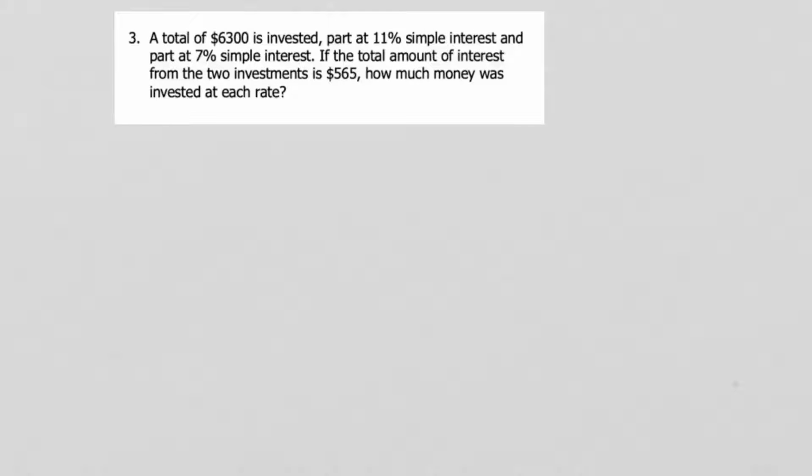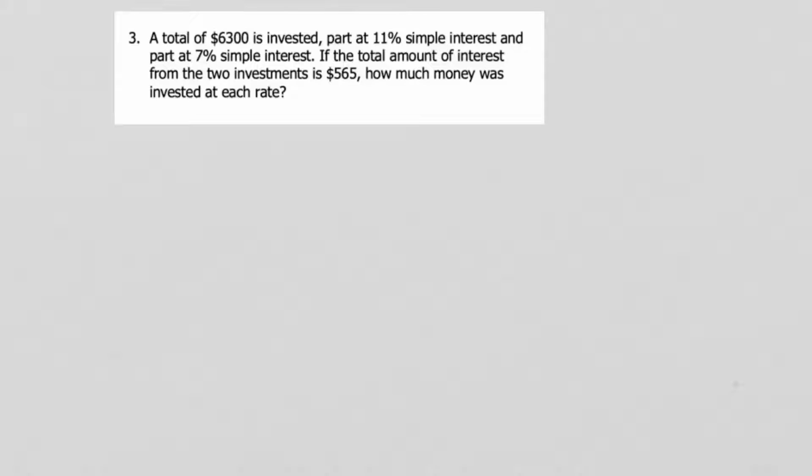Problem number 3 says that we have a total of $6,300 invested into two parts, right? Into two investments, one at 11% and one at 7%. So we're going to take this $6,300, divide it up, put some at 11% and invest the other at 7%. Now, here's what we want to know, and then we have some information. How much money was invested at each rate?